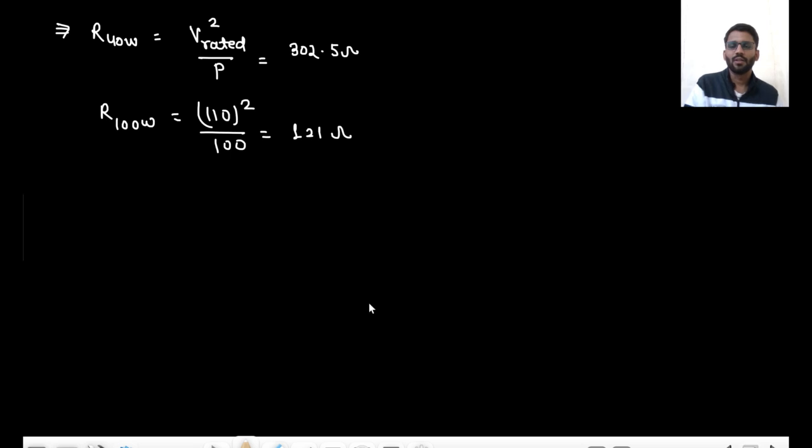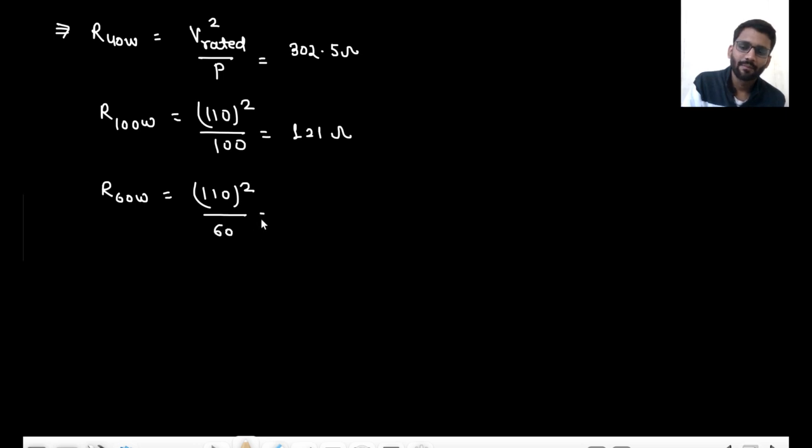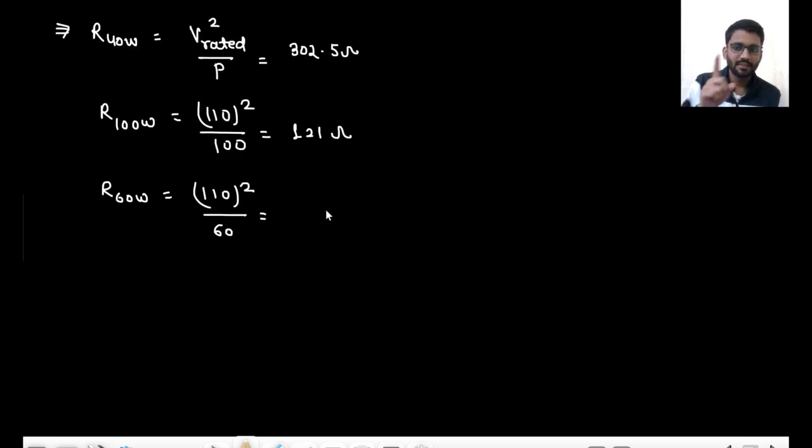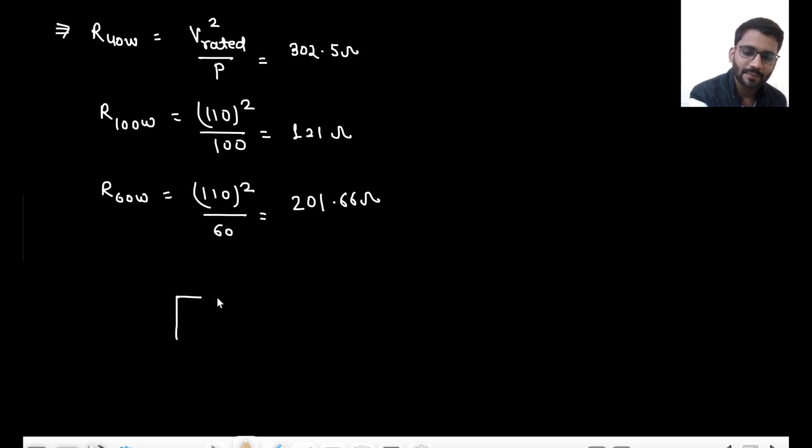11 square is 121, yes. Okay. So what will be the resistance for 60 watt? Voltage rating 1110 upon power. So this resistance has nothing to do with this supply. Got my point? This resistance is fixed, and the value of this resistance is 1110 whole square by 60, which is 201.66 ohm. So basically now your circuit is something like this.